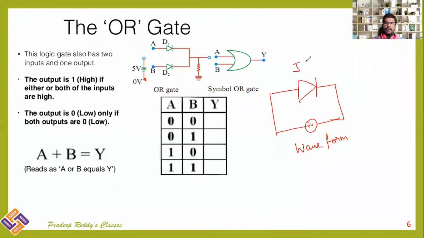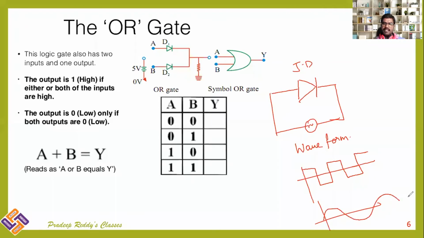This is a junction diode, and you are connecting the junction diode to a waveform. The waveform can be a square wave, or the waveform can be a sine wave, or the waveform can be a triangular wave also. These are called signals.